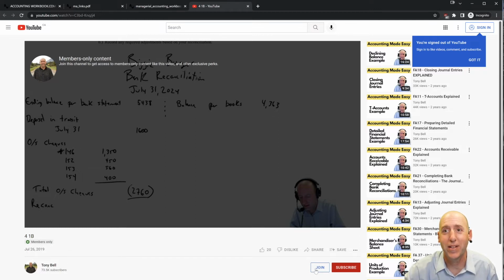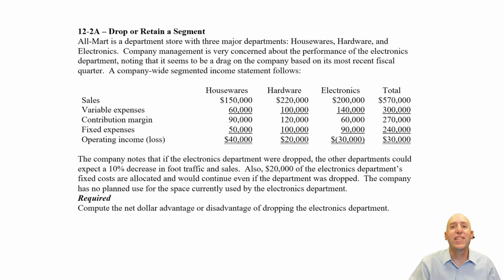Okay, let's jump into the problem. Let's take a look at problem 12.2a, a drop or retain a segment problem. So this is when you have a part of your business that seems to be doing poorly and other parts seem to be doing better, and you're thinking, should I even be in this line of business anymore? Like, should I drop part of my business and just focus on the other stuff that seems to be making me the money? That's the question before us. So let's take a look.